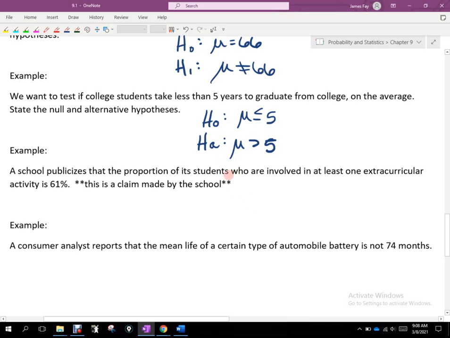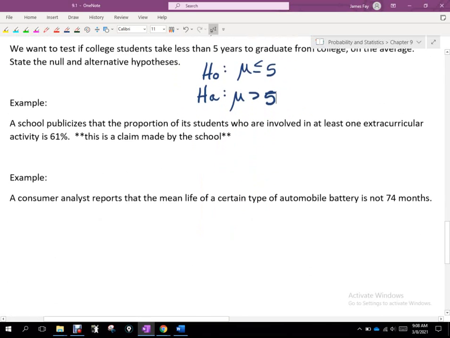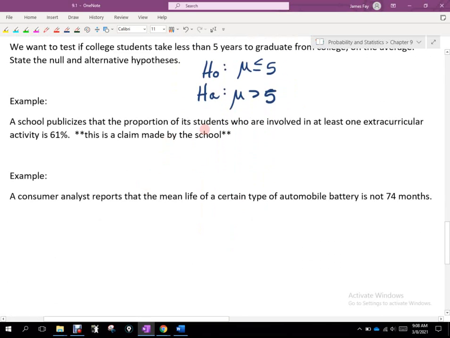Okay. Hold on. A school publicizes that the proportion of its students who are involved in at least one extracurricular activity is 61%. So here's one where, the way that it's worded, we can actually talk about which one's the claim and which one's not. These were just getting us ready to establish the null hypothesis. Now we're talking about a proportion, so I'm not going to use the symbol mu, I'm going to use the symbol P.